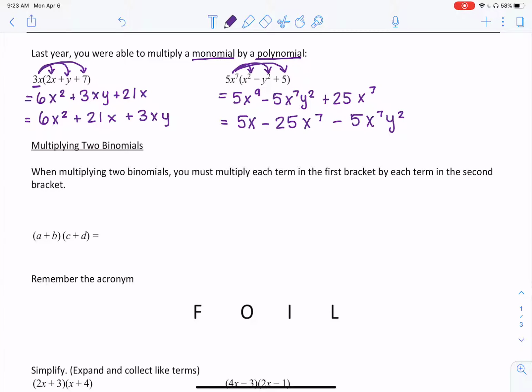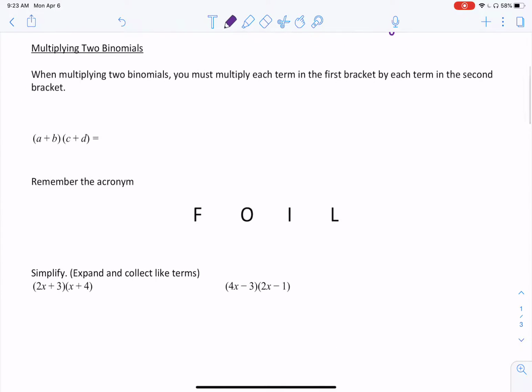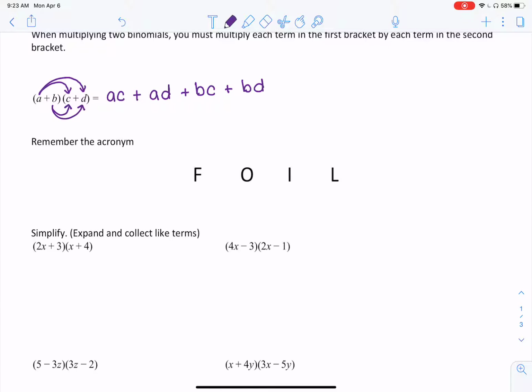In this case, we're going to be multiplying two binomials. So we need to make sure that everything gets multiplied. We have this a over here, and that needs to get multiplied by everything in the other bracket. So a is going to be multiplied by c, and then a is going to be multiplied by d. Once we've done that, we also need to make sure that b gets multiplied by everything in the other bracket. So we'll have b multiplied by c and b multiplied by d. Similar to when we're using our distributive property, it's very important that we draw our arrows. If you forget to draw your arrows, it's very likely that you'll make a mistake. So that's the first way to remember this.